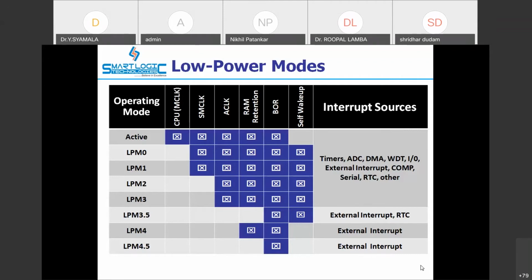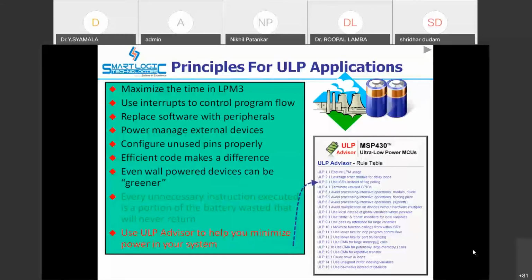So ultimately, whenever there is a wake up with these sources, you have to take care of what to do after wake up. So again, it is a skill of the programmer how to use these low power modes. They have provided them, but it is our skill set how efficiently we can use these low power modes, and that matters a lot.